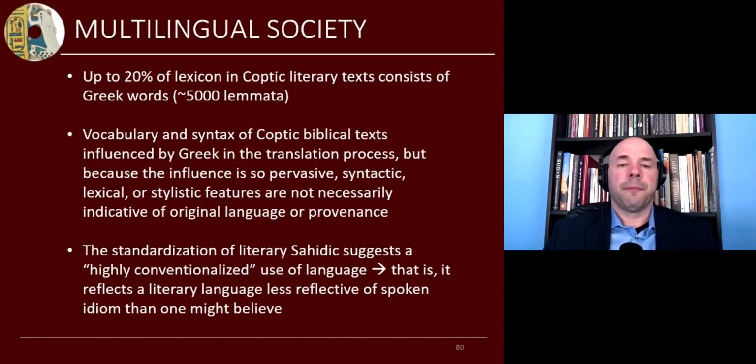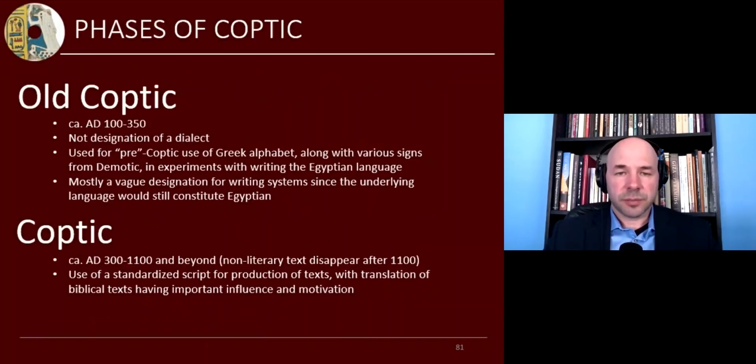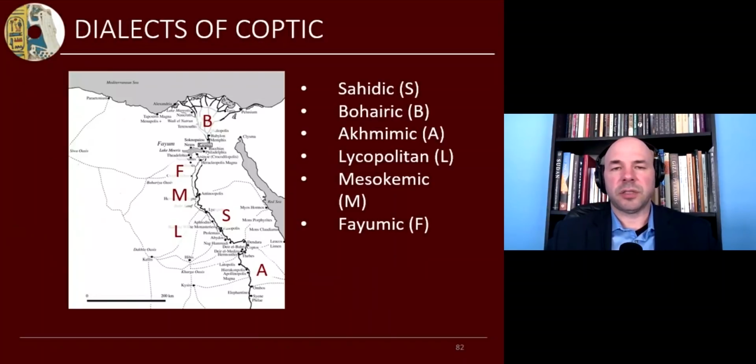And with the adoption of the Greek alphabet, and particularly with the translation of scriptures into Coptic, you had a lot of borrowing, particularly in those literary texts, of Greek vocabulary items. So you have this sort of distinguishing between Old Coptic, these earlier experiments, and then sort of formal Coptic, so the use for the production of these literary texts, in particular biblical texts that you see.